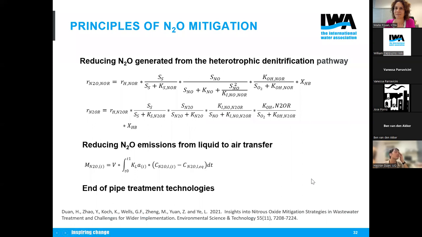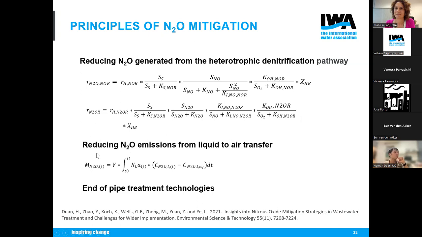And this similarly applies for the denitrification pathway as well, with the difference that in denitrification, there is a pathway for N2O generation, basically from NO reduction, as well as a sink for N2O, namely the N2O reduction pathway. So if we are able to regulate the environmental conditions or the operational parameters to regulate NO reduction and maximize N2O reduction, then we will be able to reduce N2O in wastewater treatment systems.